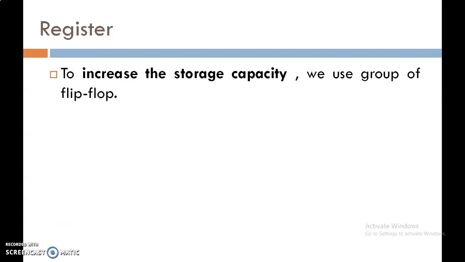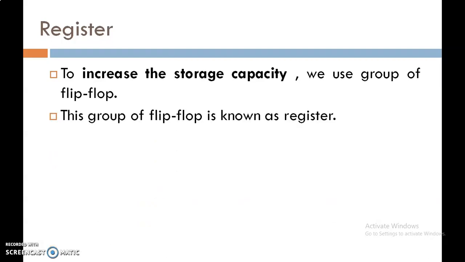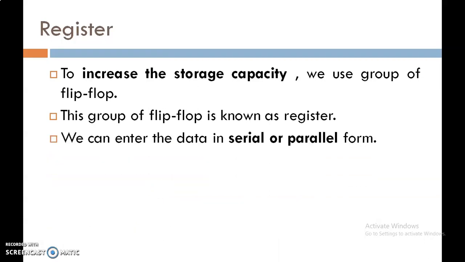Now next is register. A flip-flop is used to store one bit of information, but whenever we have more bits, then to increase the storage capacity, we have to use a group of flip-flops. And this group of flip-flops is known as a register. In a register, we can enter the data in serial or parallel form. Serial means one by one, and parallel means to store data in parallel.